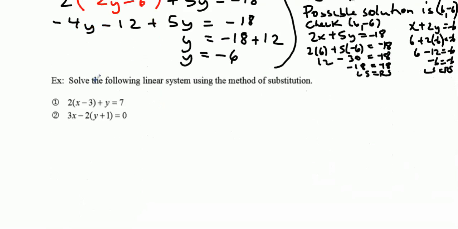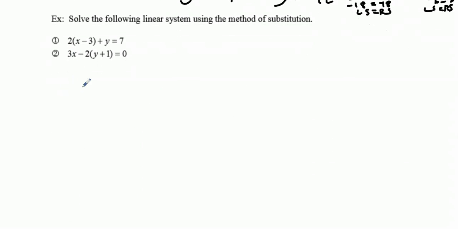Let's do a trickier one. So this one's ugly in that there are brackets. So the very first thing you want to do is you want to simplify this so that it's really just got an x and a y and a number. So let's go. 2x minus 6 plus y equals 7. And I could rearrange it so that it's isolated already.